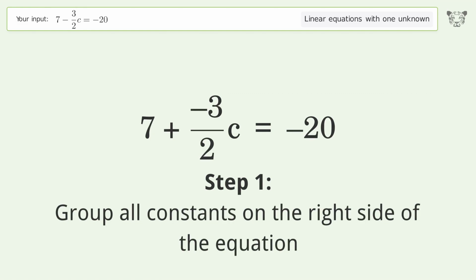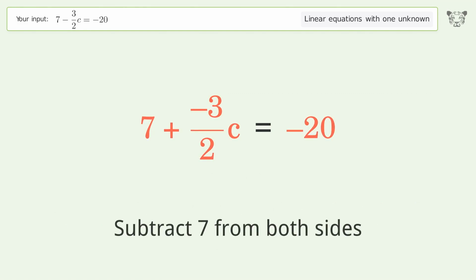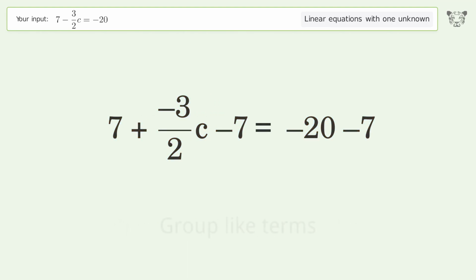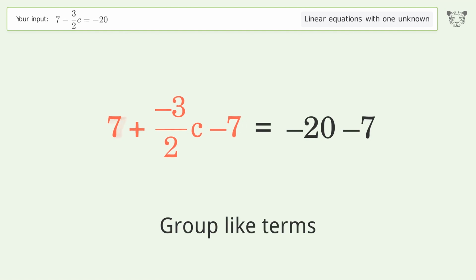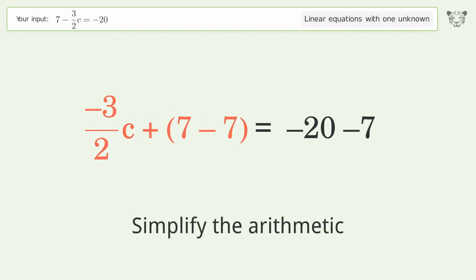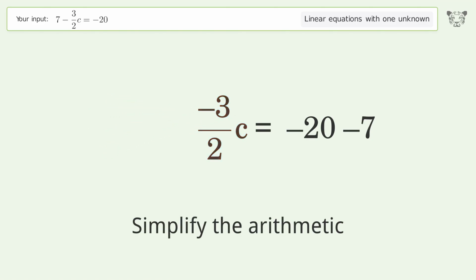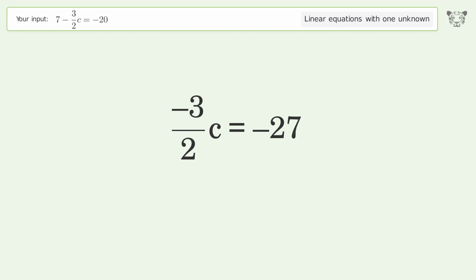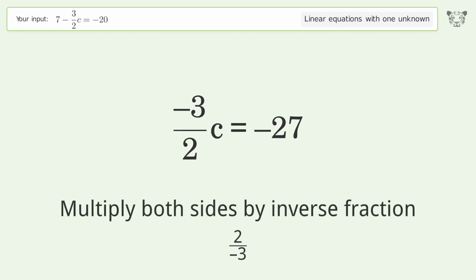Group all constants on the right side of the equation. Subtract 7 from both sides. Group like terms. Simplify the arithmetic. Isolate the c. Multiply both sides by inverse fraction 2 over -3.